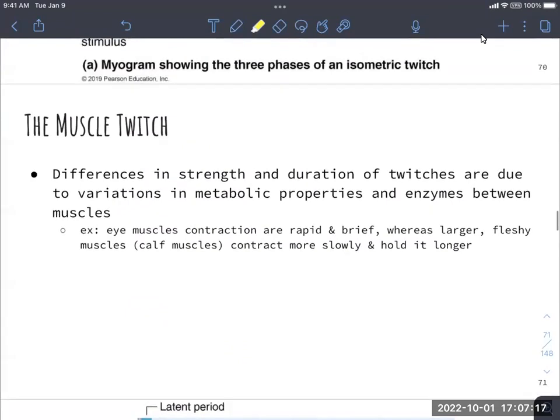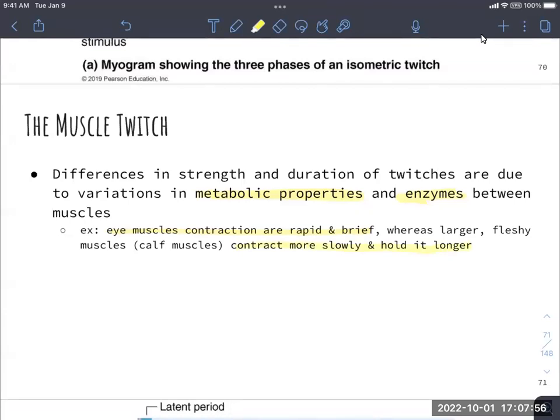So there's a lot of things that affect a muscle twitch. How strong is that twitch going to be? How long is that twitch going to be? It could be because of the metabolic properties of that muscle fiber. It could have to do with those enzymes. Like your eye muscles contract really fast, but very brief. Your calf muscles are going to contract a lot slower, but they're going to hold it a lot longer.